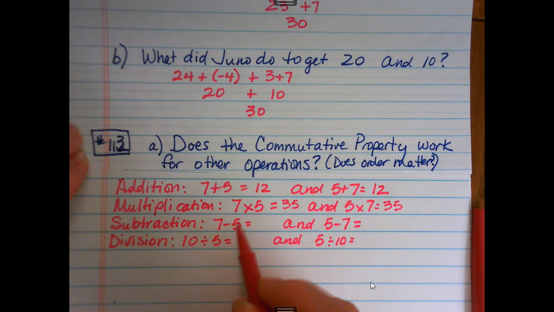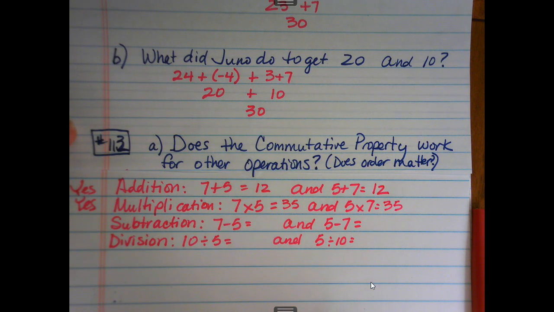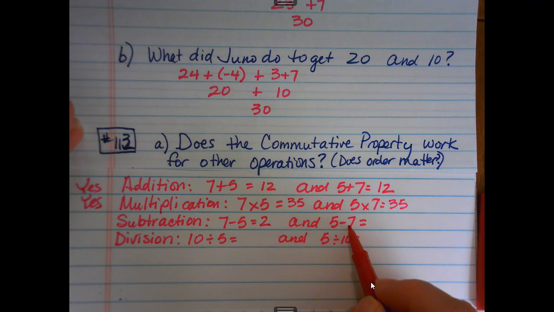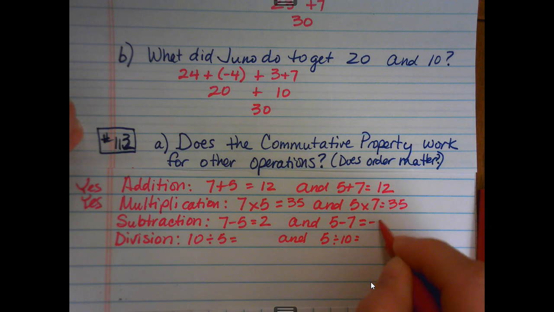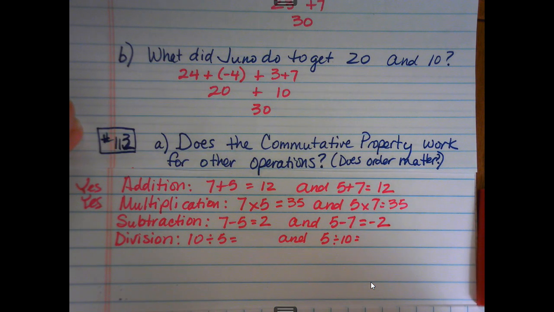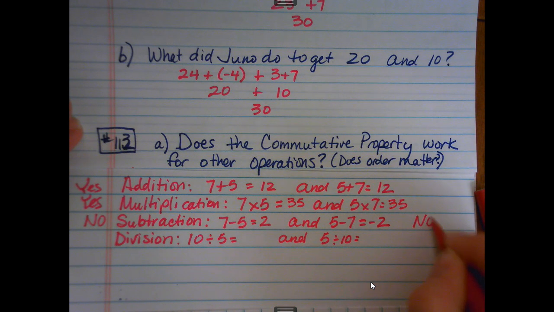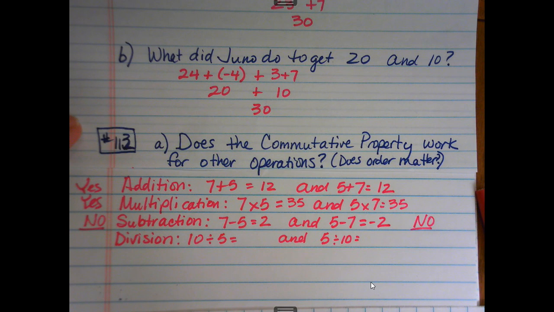Now I'm moving on to subtraction. So these are both yeses. So the commutative property does work for those two operations. 7 subtract 5, I get 2. And 5 subtract 7, well, I have to go towards 0 and beyond, so I'm going to end up at -2. These do not equal, so this is a no. So the commutative property does not work for subtraction, and the order does matter.